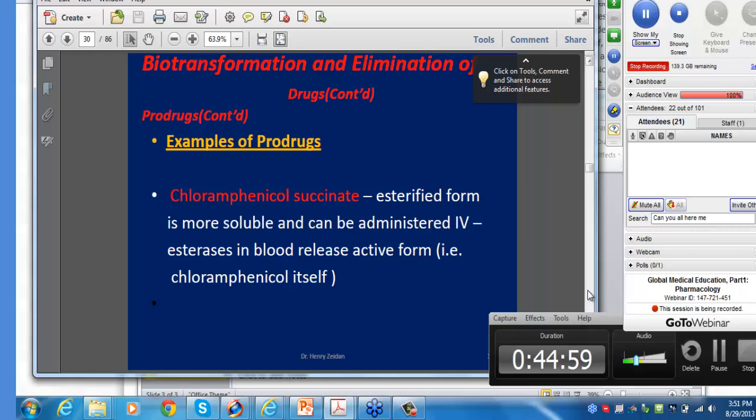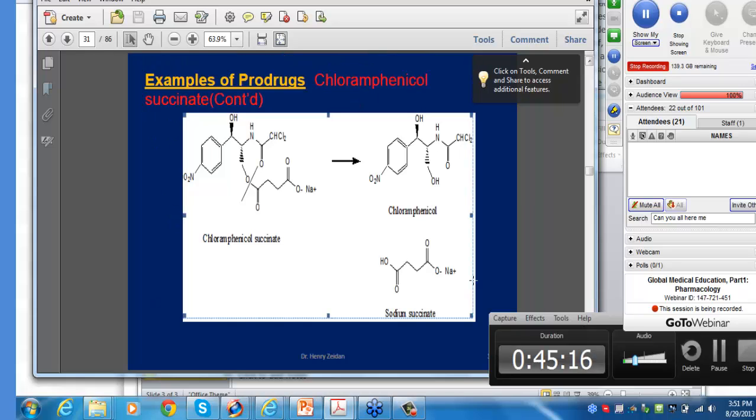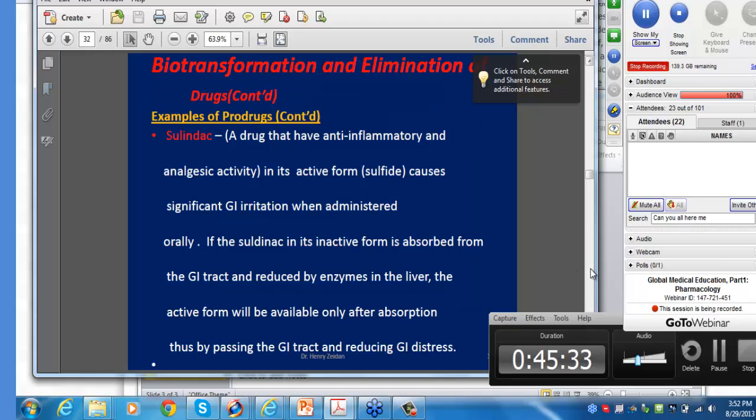Chloramphenicol succinate, so you see an ester bond here. This is administered intravenously, so you have bioavailability of 100%. The esterase enzyme will cleave off this succinate to give you the most active form, and that's what you see here. The esterase enzyme in the bloodstream cleaves this ester bond to give you the most active form, chloramphenicol. So you converted the inactive into the active form.